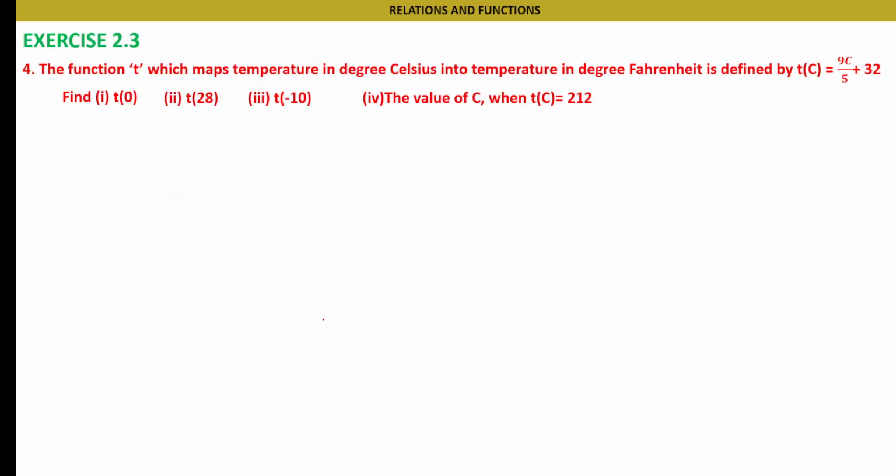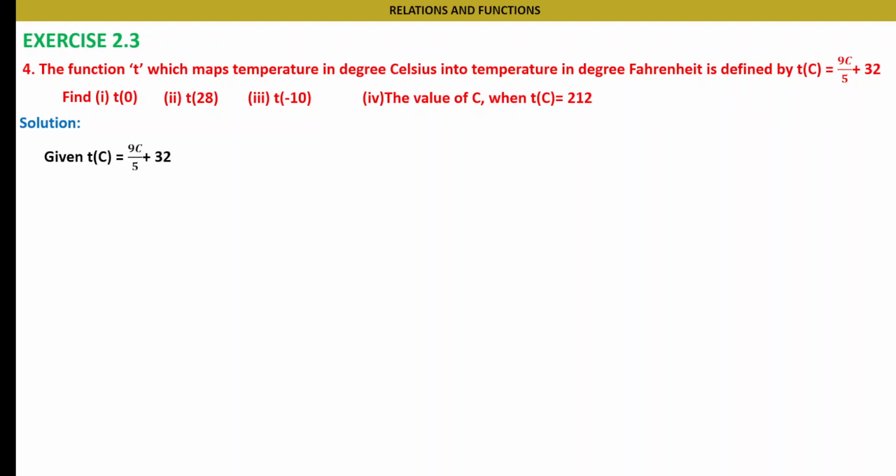Let us see question number 4. The function t, which maps the temperature in degrees Celsius into temperature in degrees Fahrenheit, is given by t of c is equal to 9c by 5 plus 32. Find first t of 0, t of 28, t of minus 10, and the fourth one, the value of c when t of c is 212.